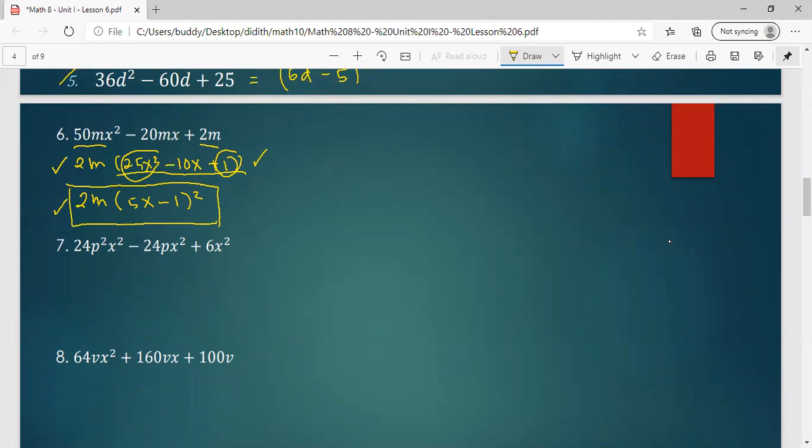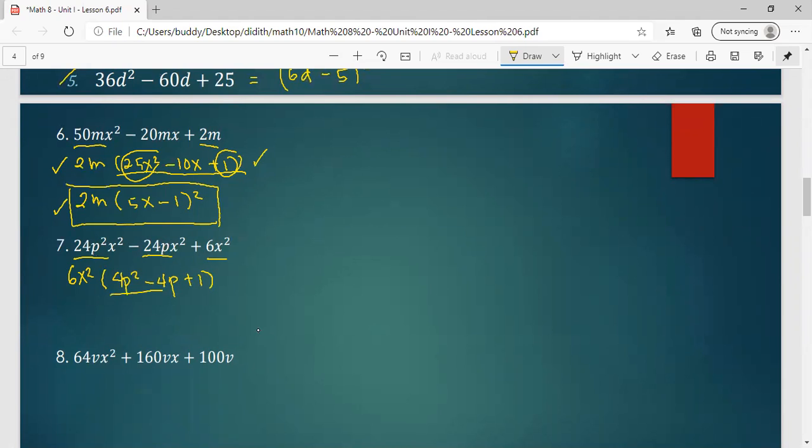Again, this is not a perfect square trinomial. So this must have a GCF, and we have to move out that GCF. And the GCF, class, is 6x squared. So we will divide each of these terms by 6x squared to obtain the other factor. So 24p squared x squared, when divided by the GCF, is 4p squared. And then 24px squared divided by 6x squared is minus 4p. And then 6x squared divided by 6x squared is 1.